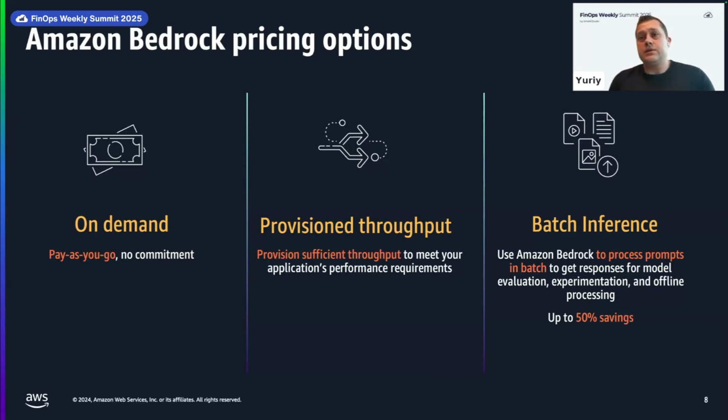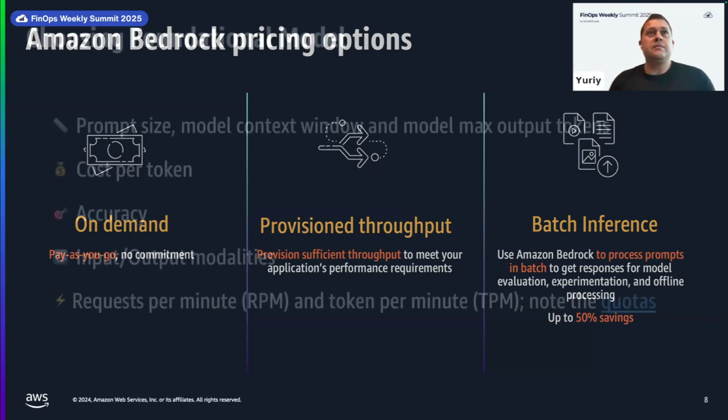And then batch inference. If your GenAI applications don't need real-time inference, if you don't use real-time chats with your users, you can use batch inference to process prompts in batch, usually in the background or basically in some batch jobs. And with batch inference, you can get up to 50% price savings. So again, here are the pricing options to consider.